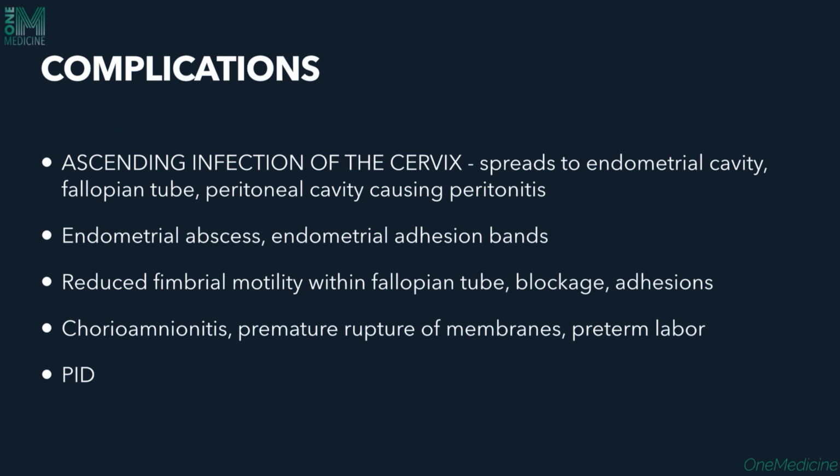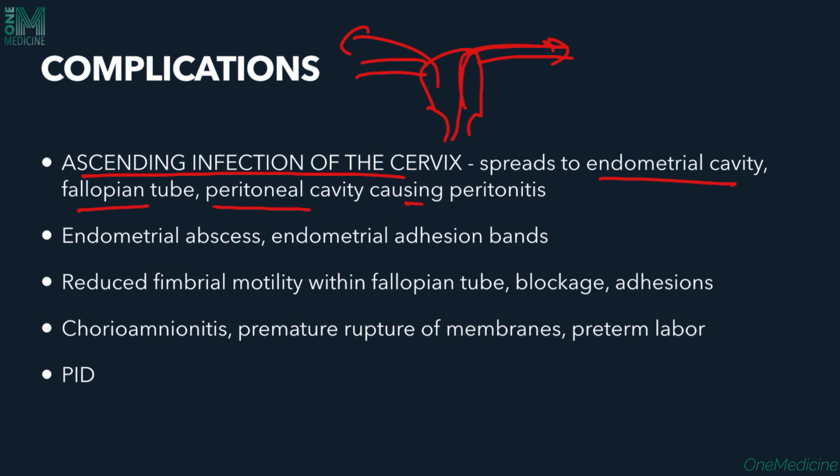Certain complications of cervicitis: it can cause ascending infection from the cervix. The infection can spread and go beyond the cervix, to the endometrial cavity, fallopian tube, and peritoneal cavity, causing peritonitis also. If it causes peritonitis, that's a grave condition again.